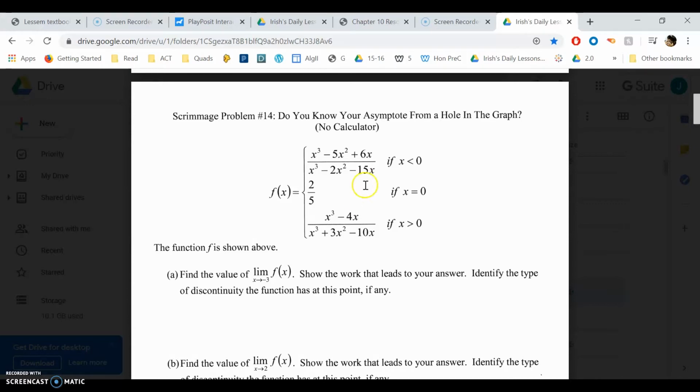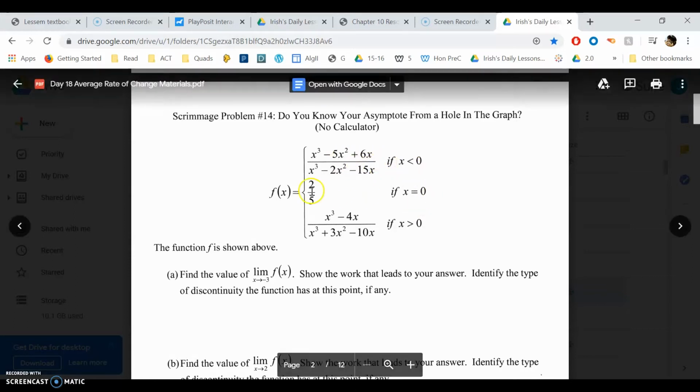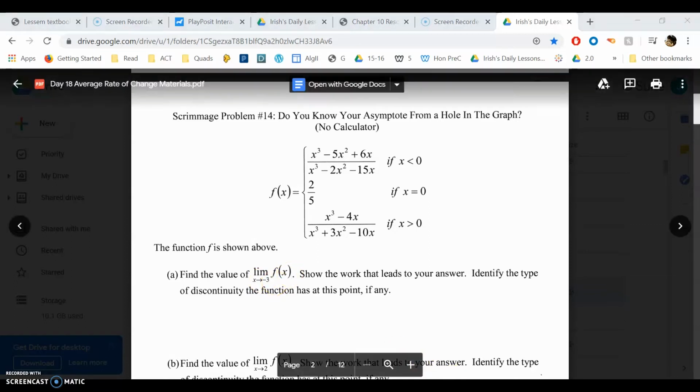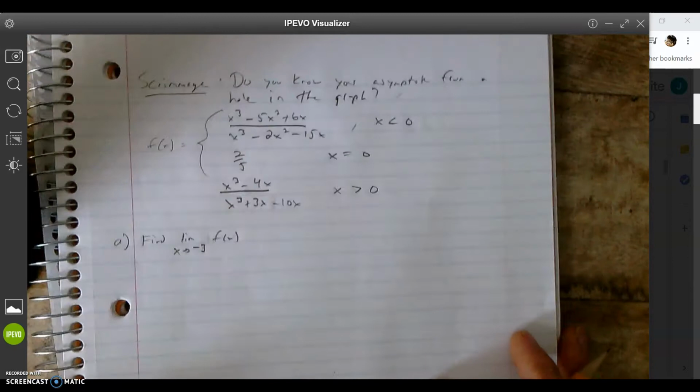So what do I have to do? So I got this piecewise function. When x is less than 0, you got this funky thing. When x is 0, you got 2/5. And when x is greater than 0, you got this. So I want to find the limit as x approaches -3 of f of x. Okay, so there we go. I copied it down.